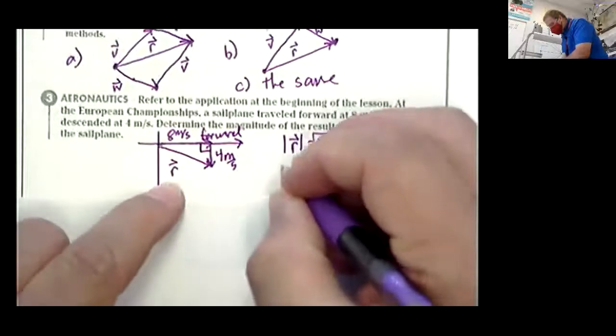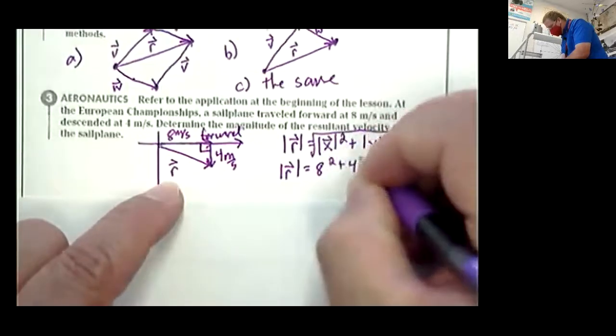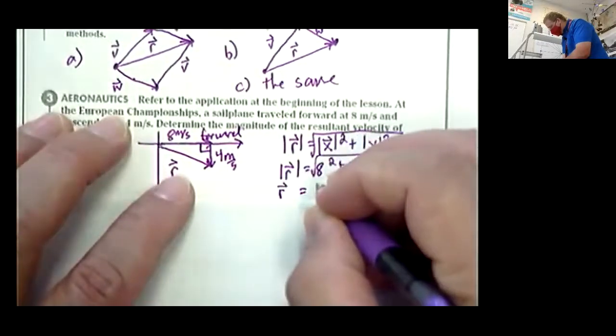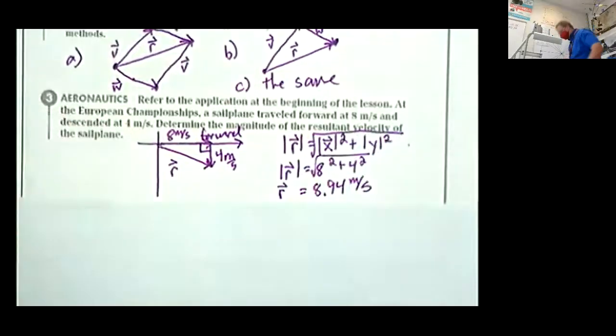So that means the r vector is going to equal the square root of 8 squared plus 4 squared, and we'll plug that in our calculator, and that means the resultant vector is 8.94 meters per second.